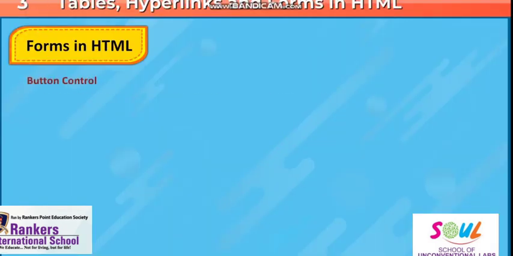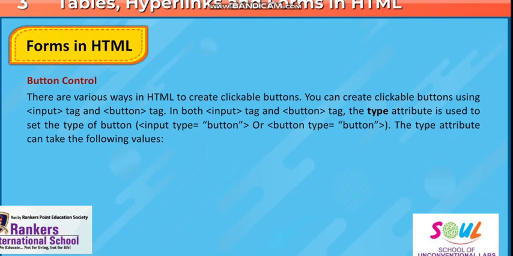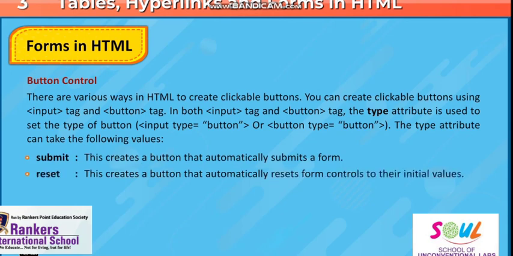Button control. There are various ways in HTML to create clickable buttons. You can create clickable buttons using the input tag and the button tag. In both the input tag and the button tag, the type attribute is used to set the type of button. That is, input type equal to button in double quotes, or button type equal to button. The type attribute can take the following values. Submit. This creates a button that automatically submits a form. Reset. This creates a button that automatically resets form controls to their initial values.